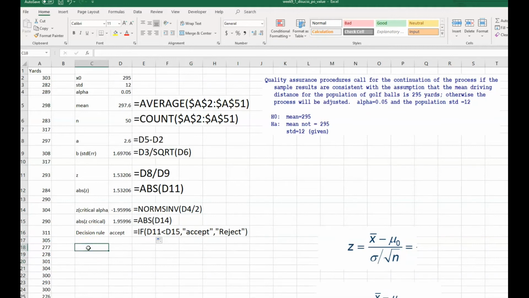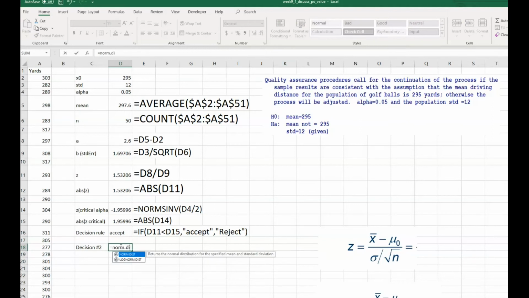I call it the distance. Decision number 2. So let's look at the p-value. This equals the norm distribution. So we look at the x value. In this case, our x is actually our z value.